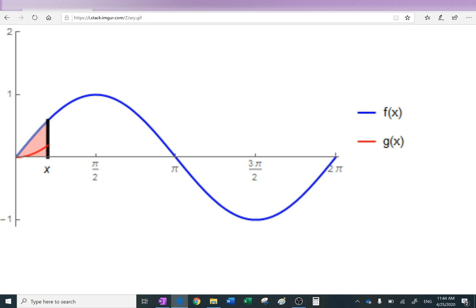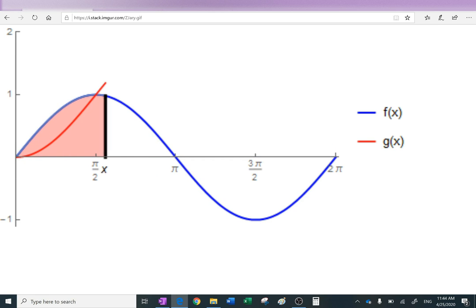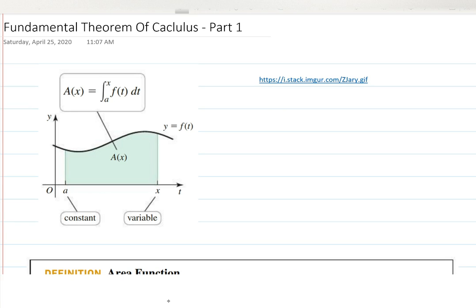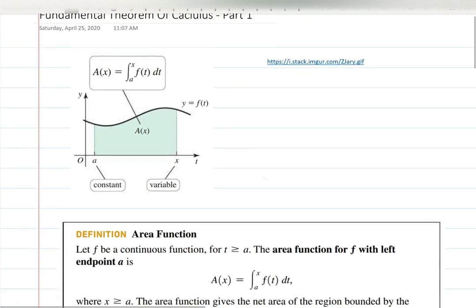Since x is changing and x is a variable, now my area is not fixed anymore. It's not a finite number. The more x moves, the more area keeps accumulating. So now we're going to call this function an area function, because now area will not give me a finite number. It will be some kind of function which will depend on x. Where will I fix the endpoint? And this is how the topic starts. The topic starts with the introduction of the area function.